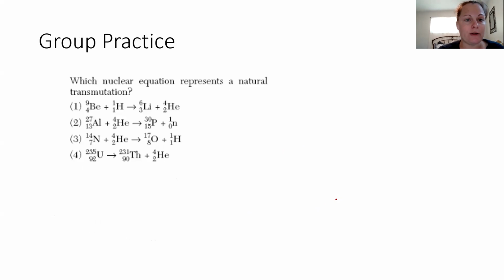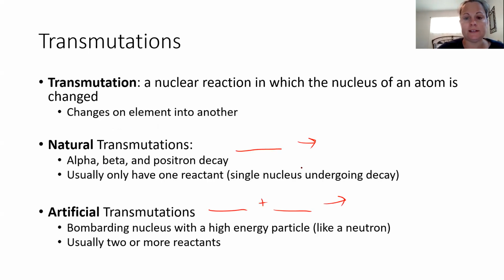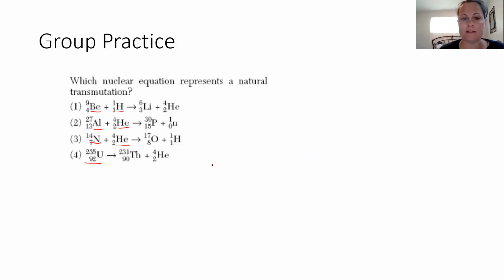So here's a question from a Regents. Which nuclear equation would be natural transmutation? Choice 1, I see 2 reactants. Choice 2, I see 2 reactants. Choice 3, I see 2 reactants. And choice 4, I see a single reactant. Natural transmutations have a single nucleus undergoing decay. Therefore, choice 4 is my natural. By default, choices 1 through 3 would be considered artificial.